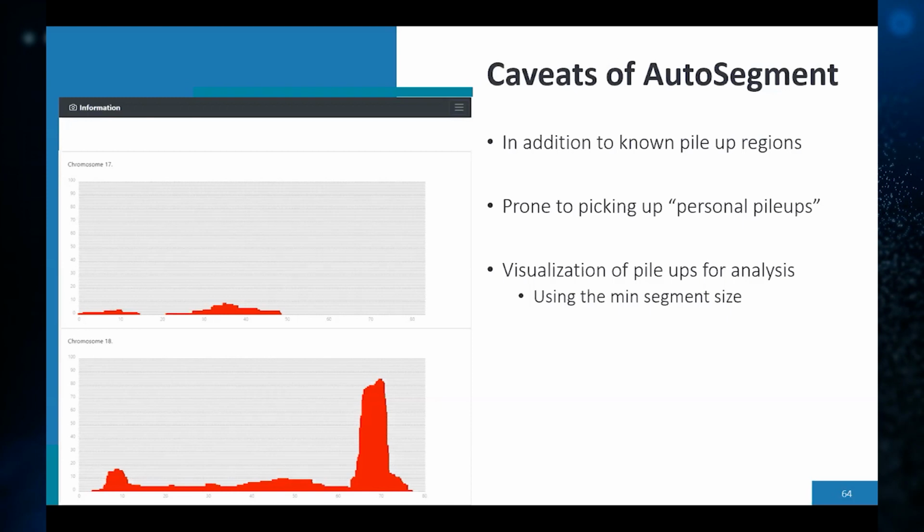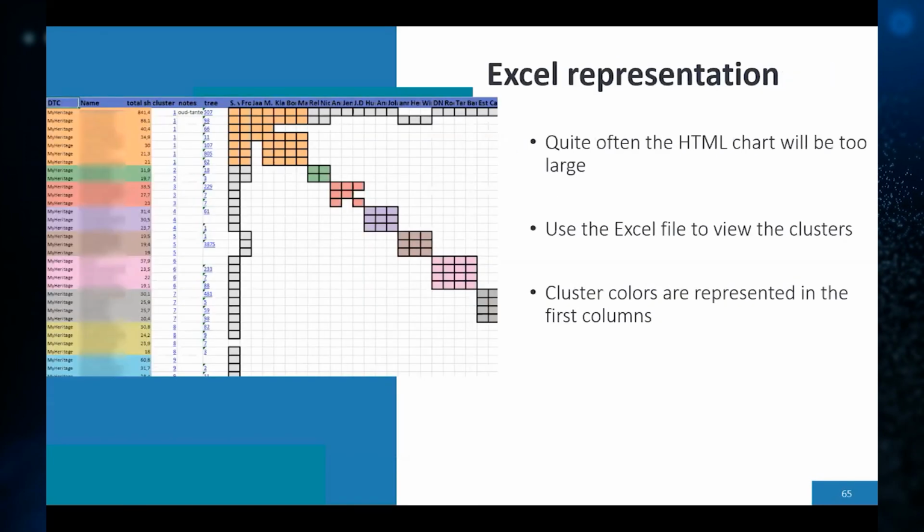Yeah. I actually only learned about those things when I was making the AutoSegment tool, so I had to adapt my tool for this as well. We also created an Excel representation because sometimes if you have many segment clusters and many DNA matches, those HTML charts become very, very large.